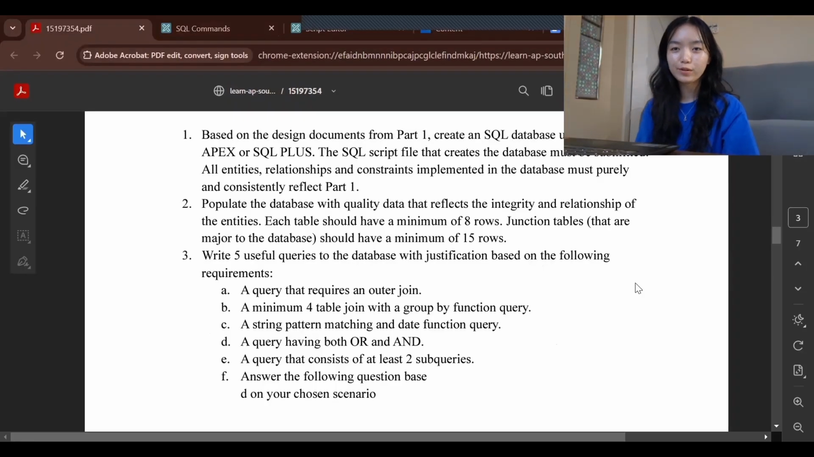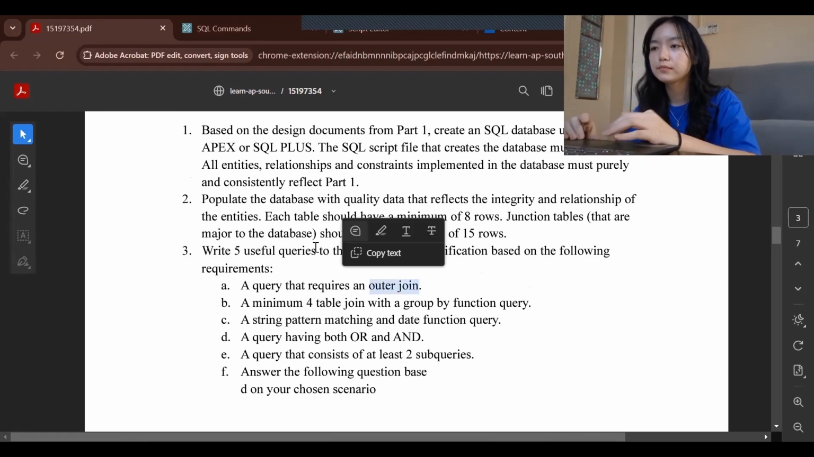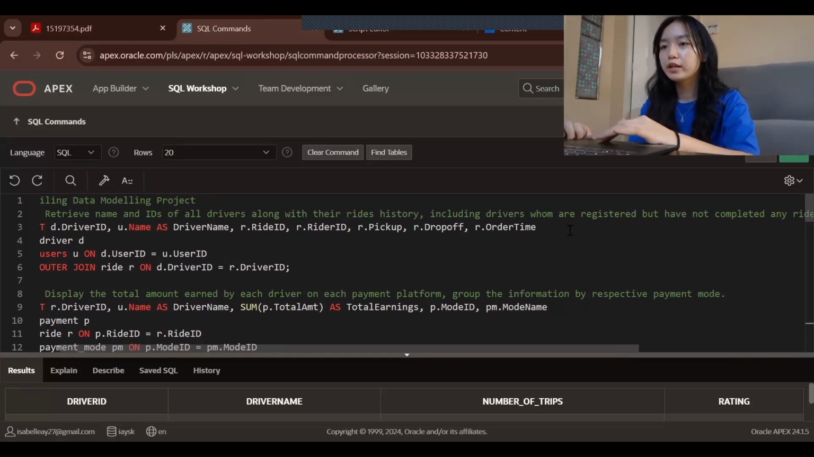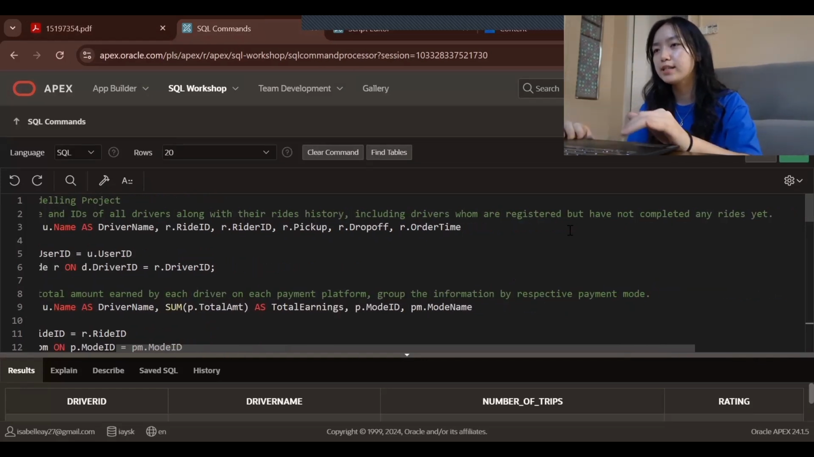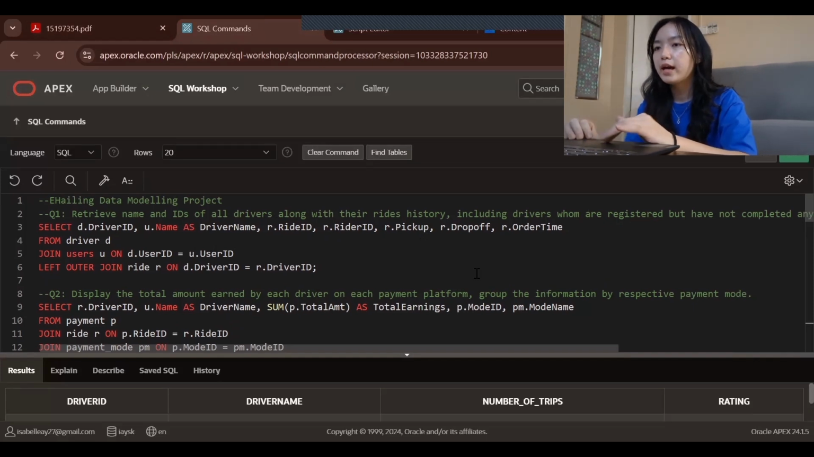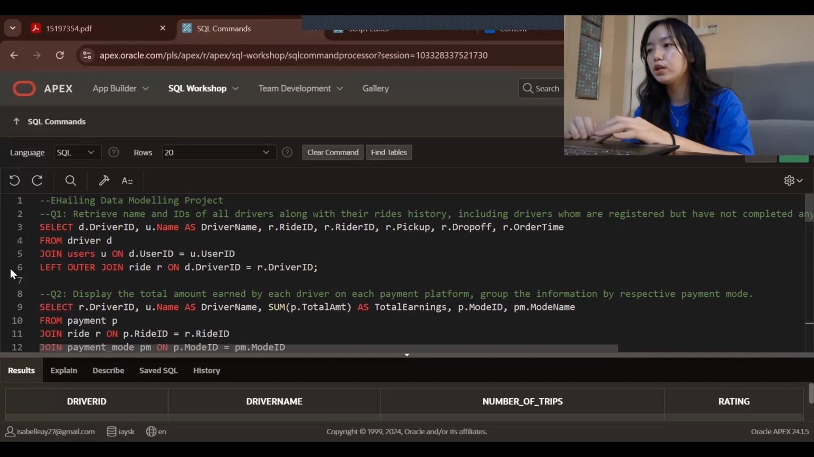Hi, my name is Isabel Young, and I will be covering the last section, which is the SQL query demonstration. So the first question, the requirement was an outer join. For our SQL command, we wrote a query to retrieve the names and IDs of all drivers along with their ride history, including drivers who are registered but have not completed any rides yet. So here, driver ID, driver name, and then the information about the ride, all from this one table. To include drivers who are registered but have not completed any rides yet, we use the left outer join.